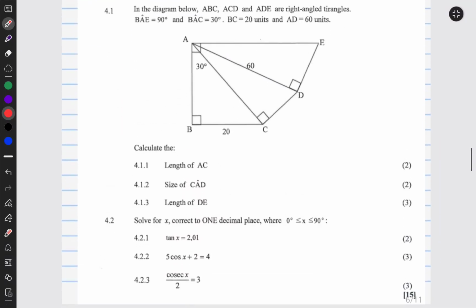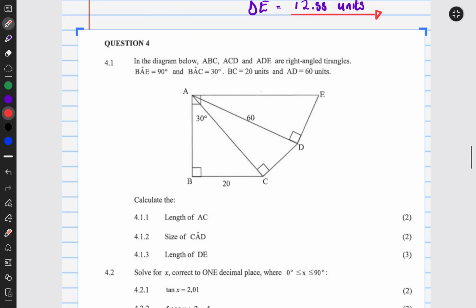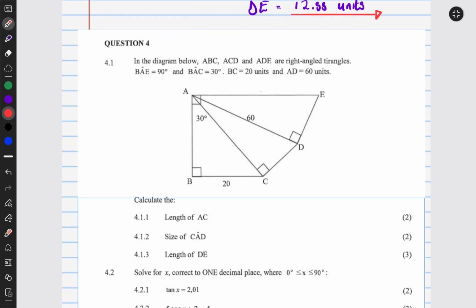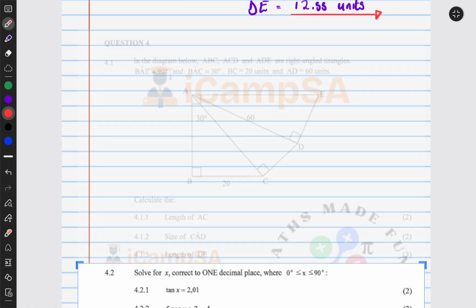Let's get to 4.2. We are now solving for x.